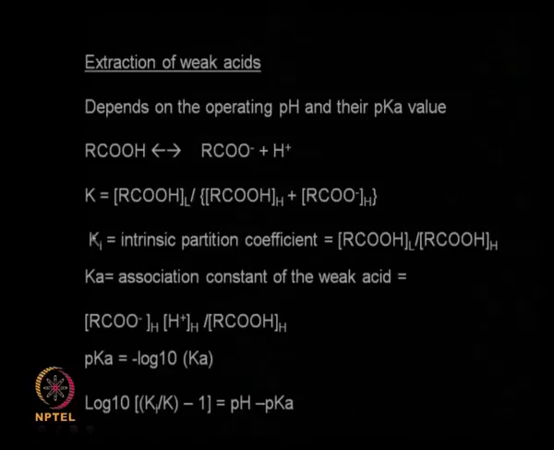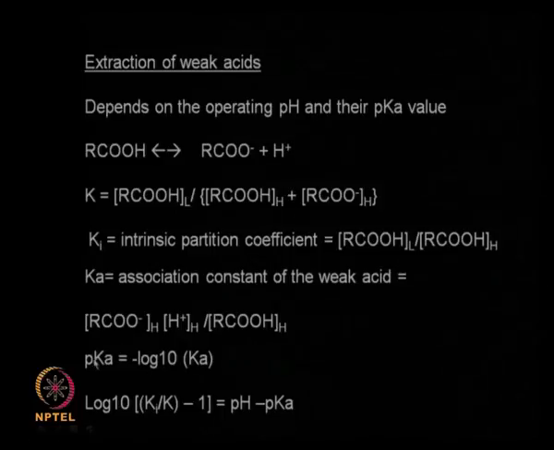Now let us look at Ki, that is the intrinsic partition coefficient, which is RCOOH in the light phase over RCOOH in the heavy phase. So these 2 partition coefficients are different, this is K which considers all the species, whereas this is Ki which considers only the acid. Now Ka is called the association constant of the weak acid, and that is given by RCOO minus times H plus divided by RCOOH. This you might have studied long time back, this is called the association constant or the dissociation constant, and the pKa is the negative logarithm of Ka to the base 10, you must have all heard about pKa, right.